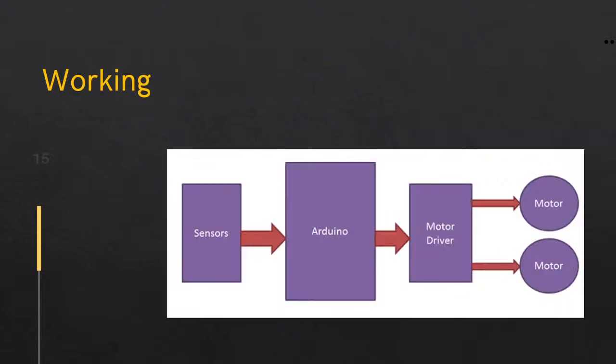First thing, how it works. First, the input from the sensors. This is the IR sensor, and whatever input is given from the IR sensor will be transmitted to the Arduino. The IR sensor gives the data, which may be only 1 or 0. Based on this, Arduino will process and send signals to the motor driver based on the logic which we built in the IDE.